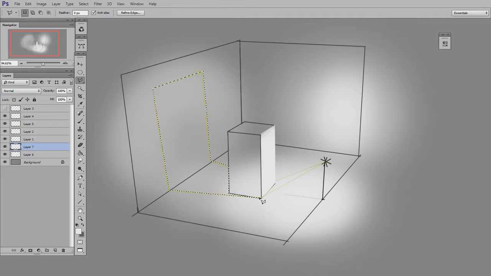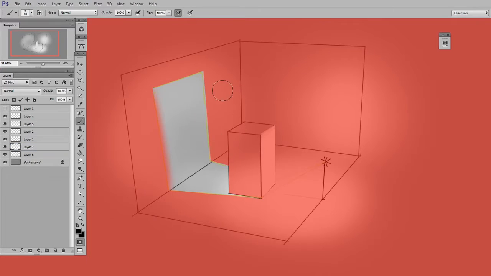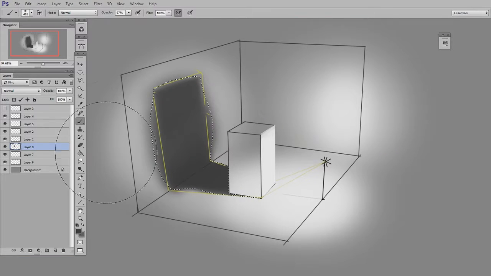So the way I'll represent that here is by sort of softening up my selection here. And then as I fill it in, you can see that it starts very sharp at the base of the rectangle, and then it gets softer and softer as it's further away from the light source.